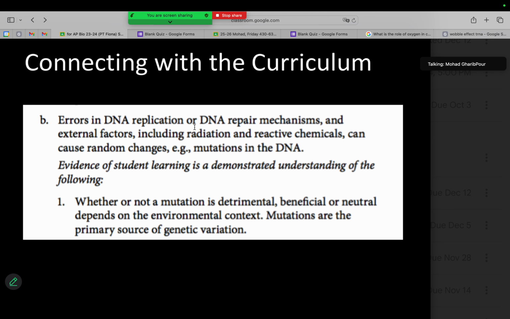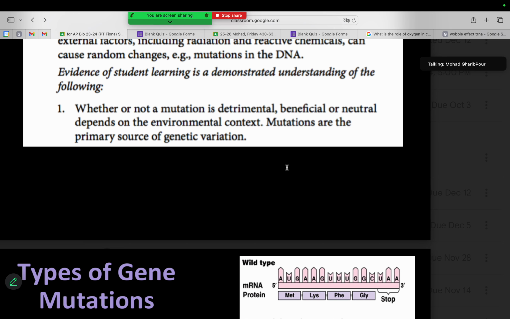Errors in DNA replication or DNA repair mechanisms and external factors, which include radiation and reactive chemicals, like smoking, for example, can cause random changes or mutations in the DNA. Whether or not a mutation is detrimental, beneficial, or neutral depends on the environmental context. Mutations are the primary source of genetic variation.